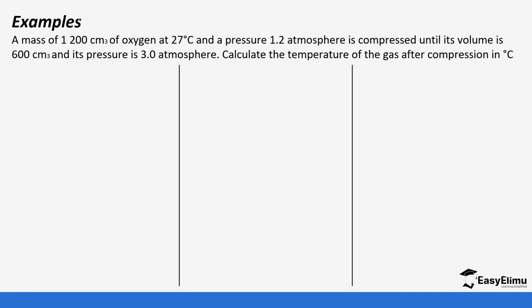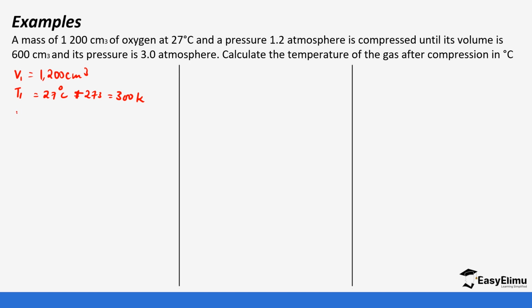So going back to the question, we have been told a mass of 1,200 centimeters cubed. So we'll call this volume 1 because it's our first volume. It's 1,200 centimeters cubed of oxygen at 27 degrees Celsius. So our first temperature will be 27 degrees Celsius. Remember, we said whenever we are doing any calculations, we have to convert the temperatures from degrees to Kelvin. So when you add 273, you're going to get 300 Kelvin. So we are going to use the Kelvin instead of the degrees.